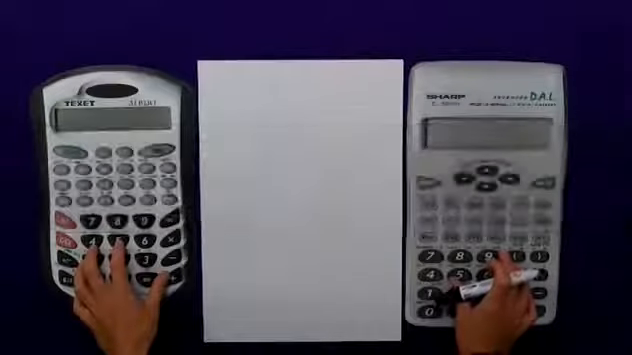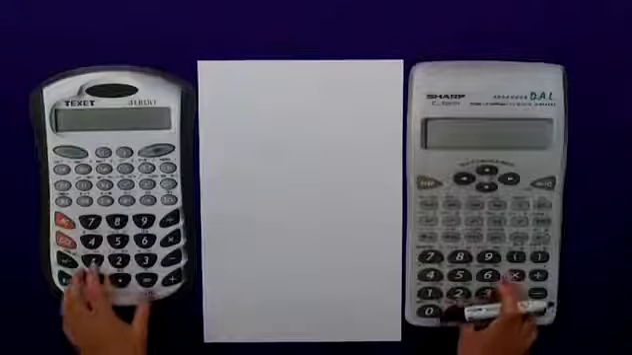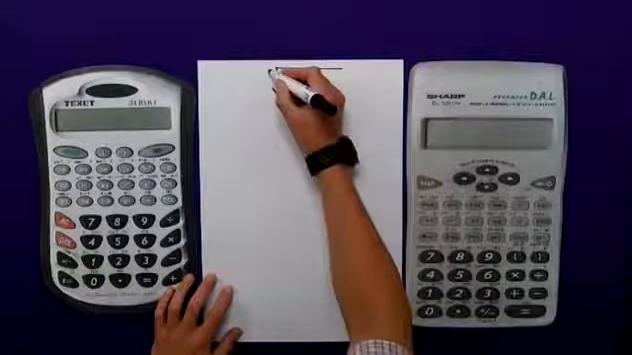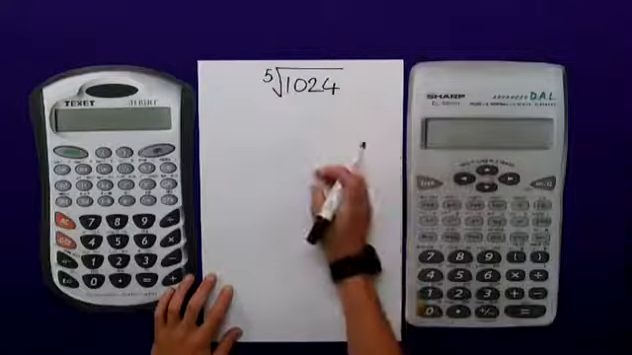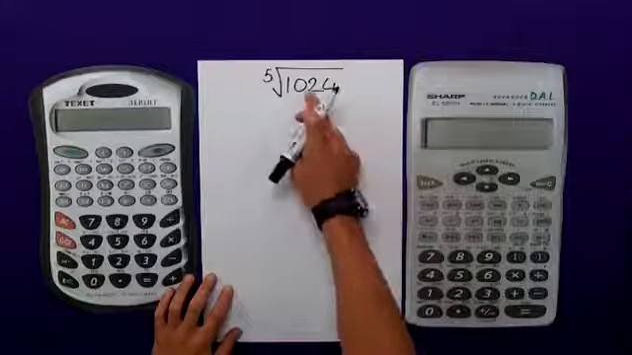These two calculators actually operate in a slightly different way when finding roots of numbers. So I'm hopefully going to demonstrate both of them. I'd like us to consider an example of the fifth root of 1024. What number when multiplied by itself 5 times will give us 1024?